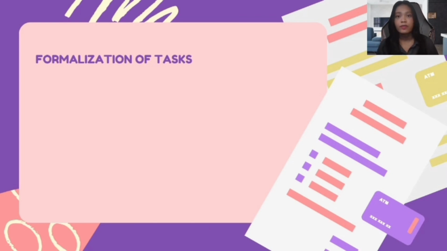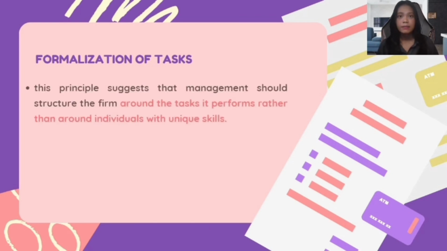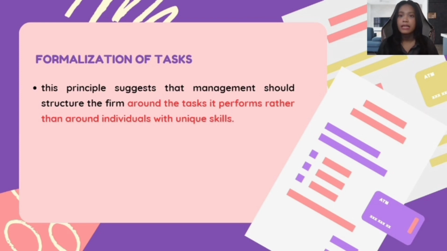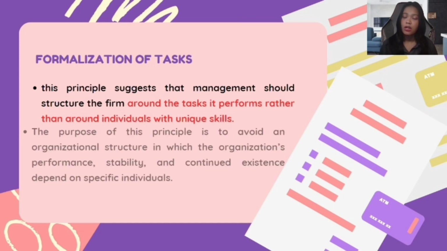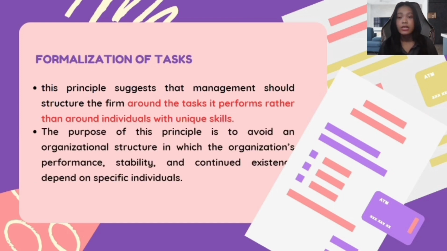The formalization of task principle suggests that management should structure the firm around the tasks it performs rather than around individuals with unique skills. So this principle calls for the division of organizational areas into tasks that correspond to full-time job positions, and each position's responsibility must be specified in detail. The purpose of this principle is to avoid an organizational structure in which the organization's performance, stability, and continued existence depend on a specific individual.